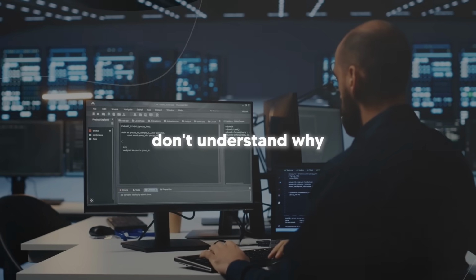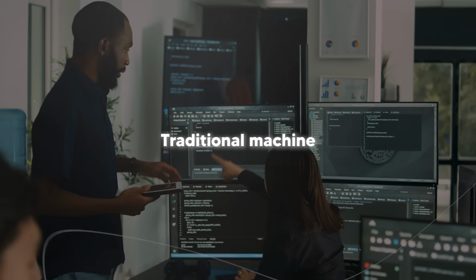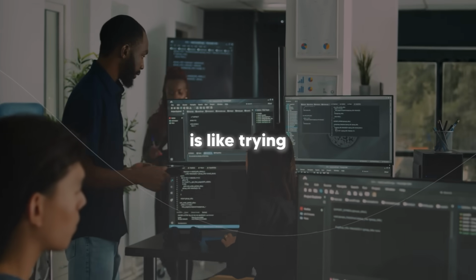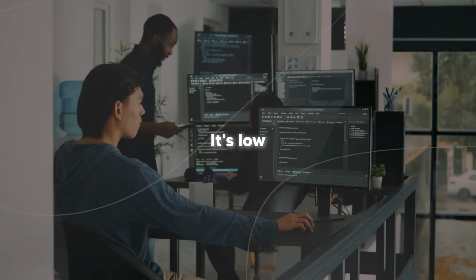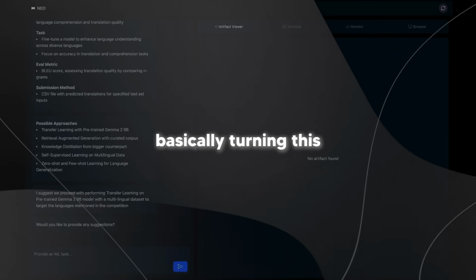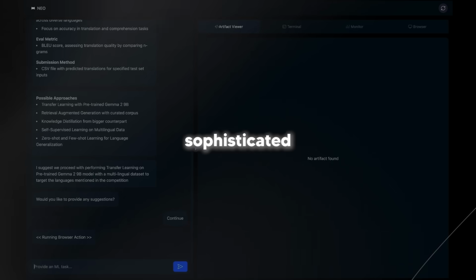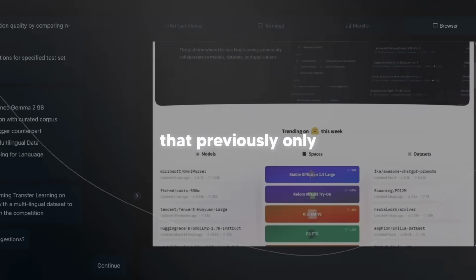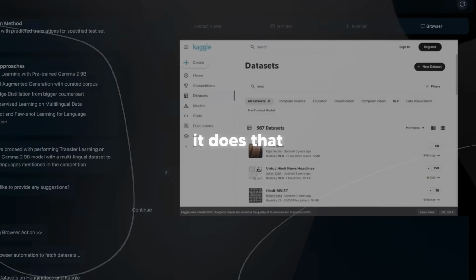Now, most people don't understand why what we've just seen is absolutely revolutionary for the tech industry. Traditional machine learning development is like trying to build a skyscraper with a small team of architects and engineers. It's slow, resource intensive, and prone to human error. Neo is basically turning this into an automated process while still maintaining sophistication and creativity that previously only human engineers could provide. This isn't about saving time or money, though it does that pretty brilliantly.